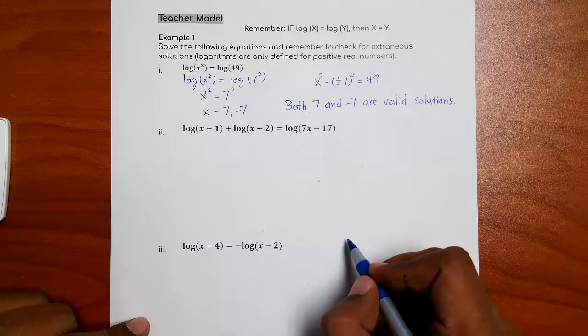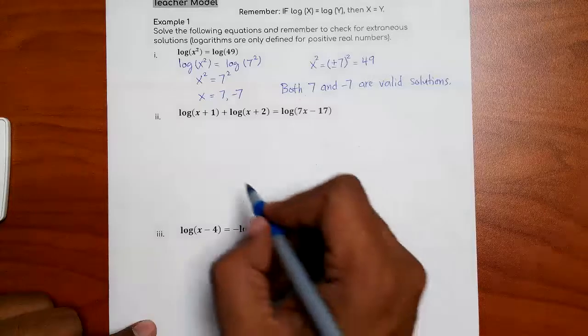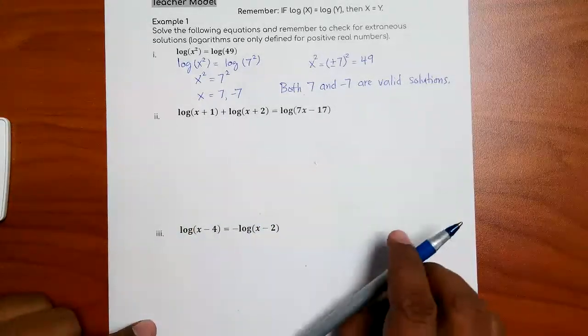Second problem, log of x plus 1 plus log of x plus 2 is equal to log of 7x minus 17. In this particular case, we combine these two.